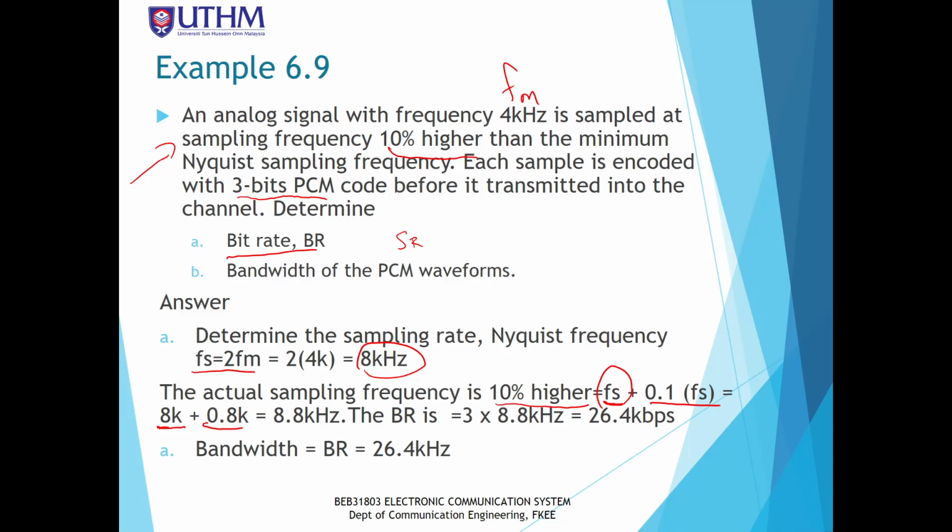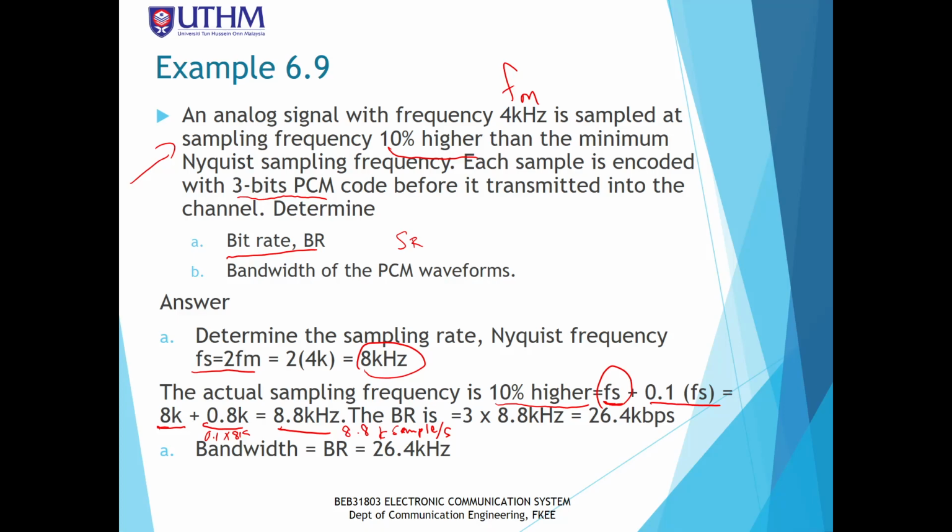Okay, so this is actually 0.1 multiplied with 8k, so you get 0.8 kilohertz. Therefore, the sampling rate is equal to 8.8 kilohertz. Or you can see that this is actually 8.8 kilo sample, 8.8 kilo sample per second. You can also say it in terms of kilo sample per second, no problem.